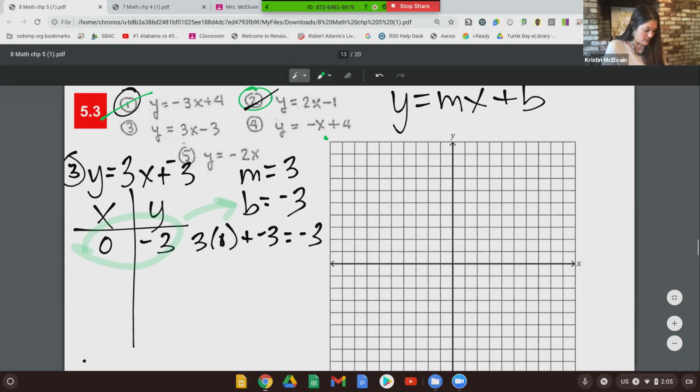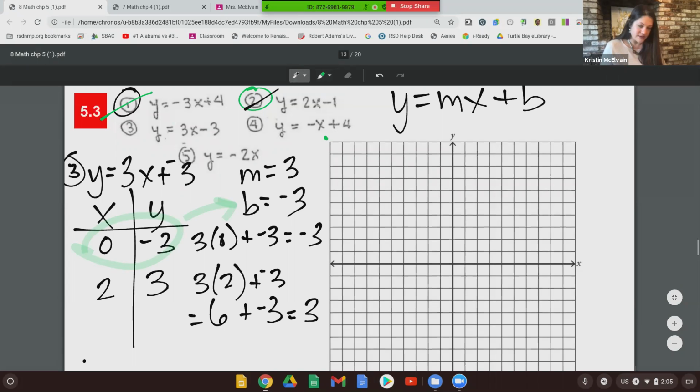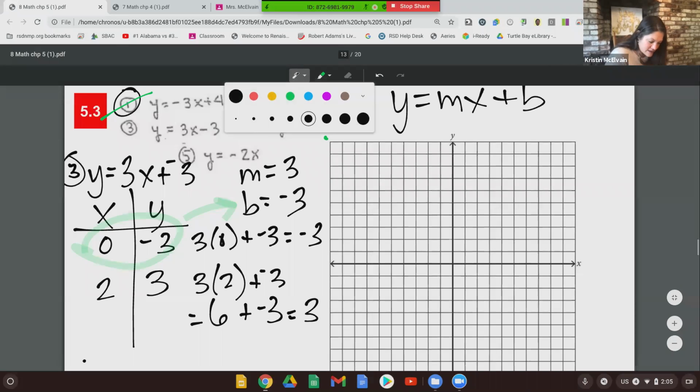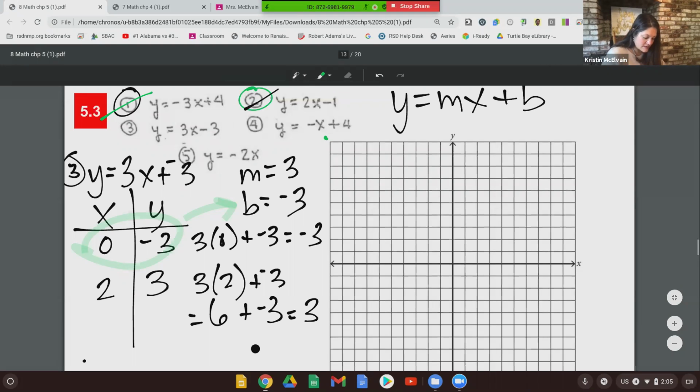Next one, I'm into using 2, so let's just use that. 3 times 2 plus negative 3 equals 6 plus negative 3, which equals 3. Okay, so now let's graph it. Maybe if I went even bigger. Oh, that's perfect. Look at that.